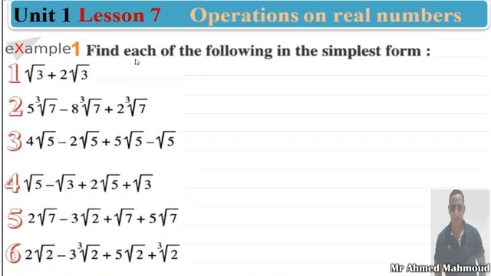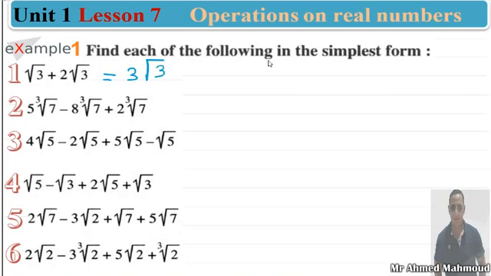Now we have example 1. Find each of the following in its simplest form. The first one we have here root 3 and 2 root 3. Here we have two like roots. Here we have 1 root 3 plus 2 root 3. 1 plus 2 equals 3, and I'm going to write down the root without change.